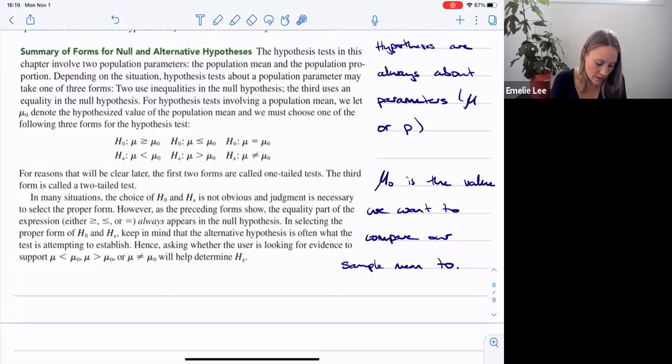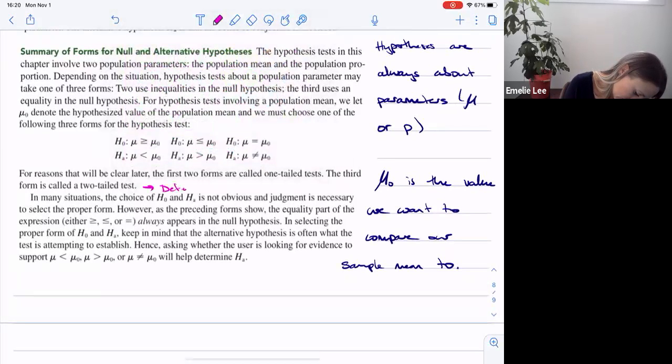We call the first two here one-tailed tests or one-sided tests, and this is a two-sided test. Usually we default to a two-sided test, or two-tailed test, unless we have a reason not to.